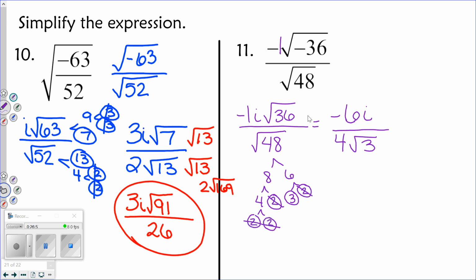Okay, hold on a sec. Let's make sure we're all on the same page. All right, any questions up to there? All right, so the next step is to rationalize. So we have to multiply top and bottom by what? Radical 3.